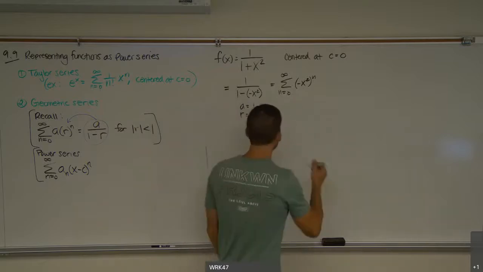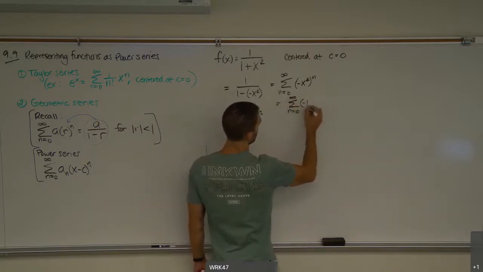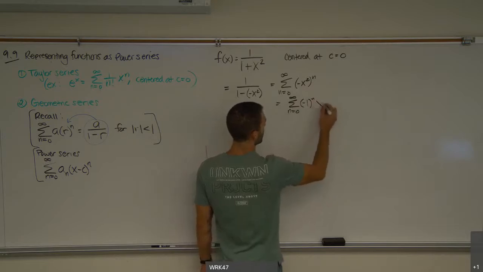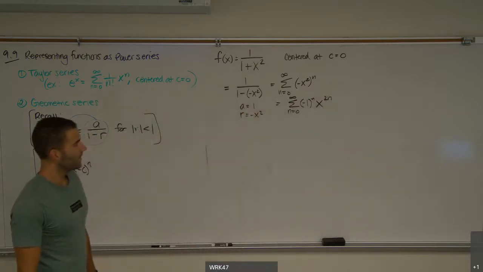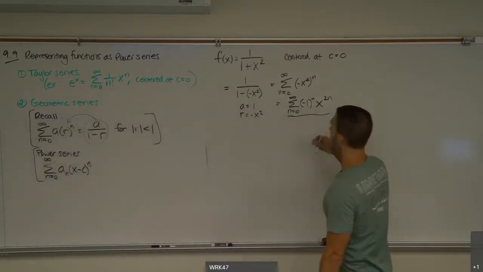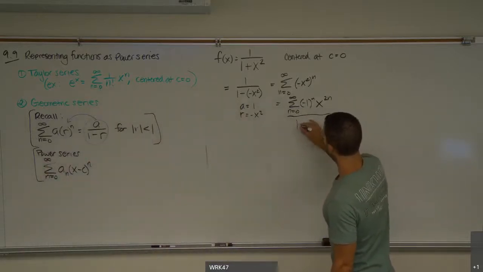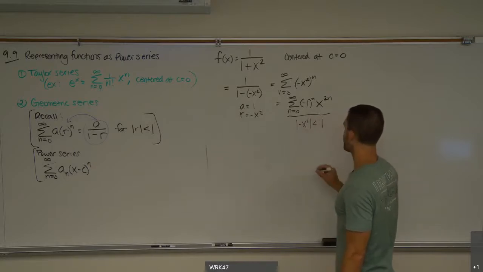Powers to powers, you multiply. So actually we can write this as negative 1 to the n by pulling out that negative sign, x to the 2n. And so we have a representation of this function. If the value of r, so what? So the value of negative x squared needs to be less than 1.